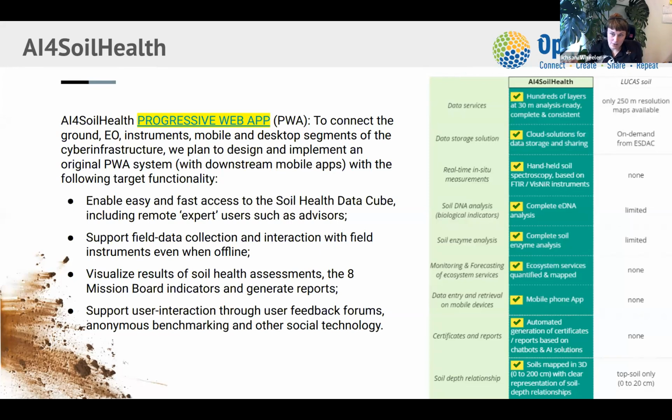And then a nice big long list of also experimental ones, eDNA, enzyme analysis, things that we don't know whether it's going to work or not, but we're working on it. Okay, and then more straightforward things, 3D mapping of soil through space and time.